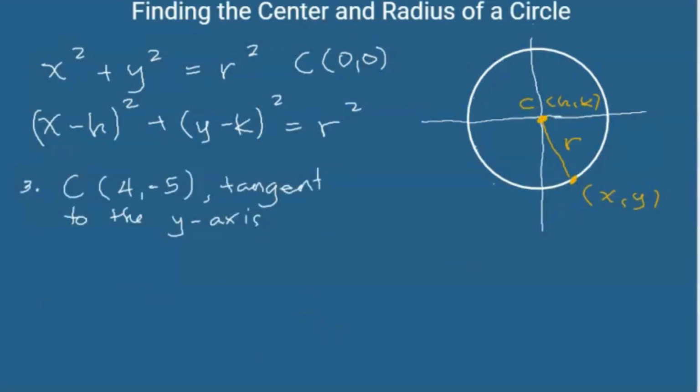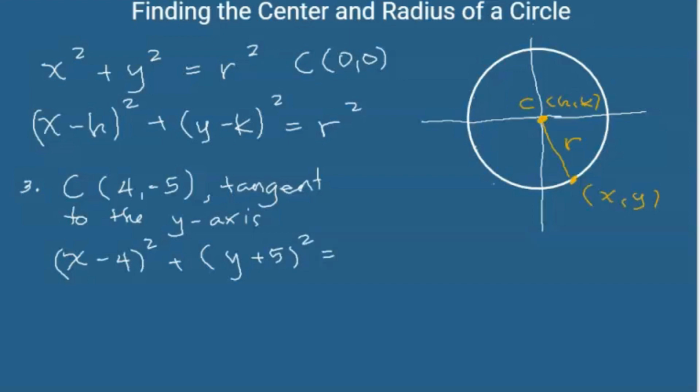Third example. Find the equation of a circle whose center is at (4, negative 5) and tangent to the y-axis. So let's substitute the given values to our formula. That would be (x minus 4) squared plus (y minus negative 5), so that will become plus 5, squared, equals r squared.